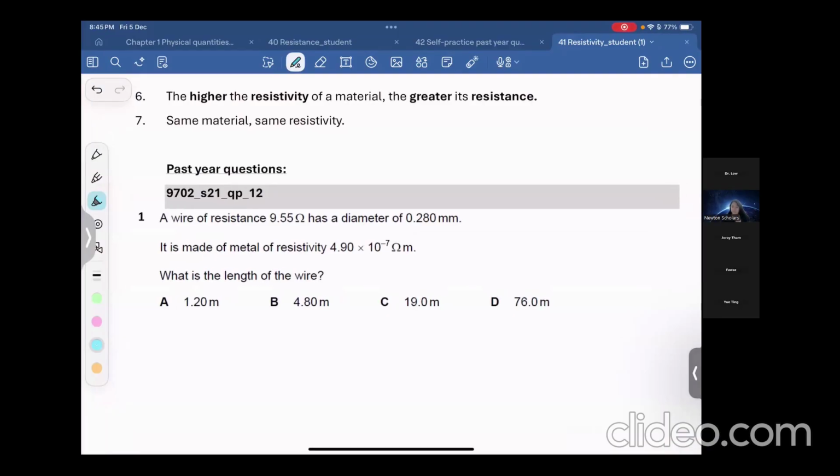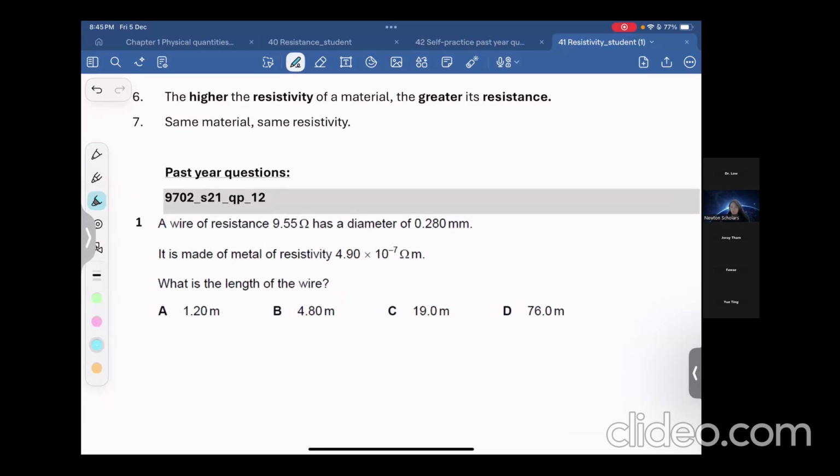The higher the resistivity, the higher the resistance. So resistance and resistivity are directly proportional. Same material, same resistivity. Sometimes they don't tell you it is the same material. They say, first I use a copper wire, the length is like this, diameter is like this. Then a second copper wire. Copper wire and copper wire, then we automatically understand this is the same material, so the resistivity is the same. Even if they didn't provide the resistivity, we can just cancel it out because they are the same.